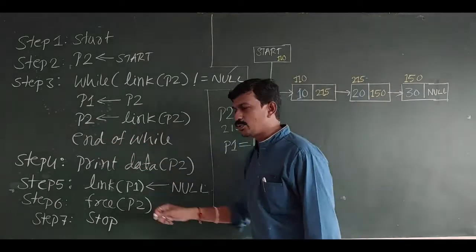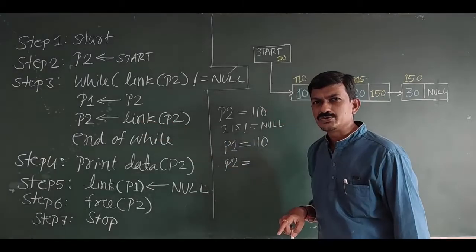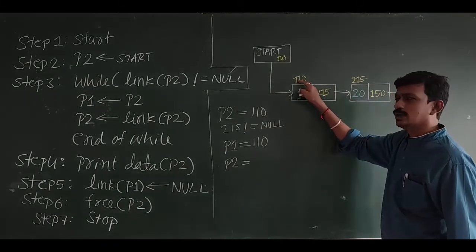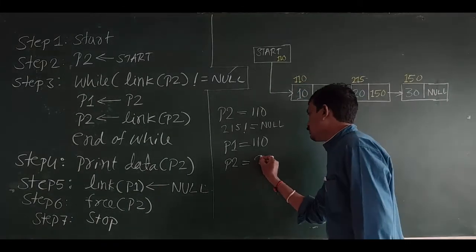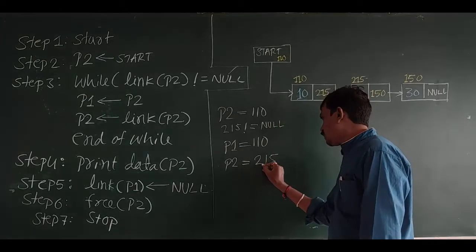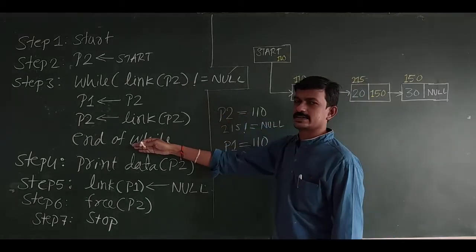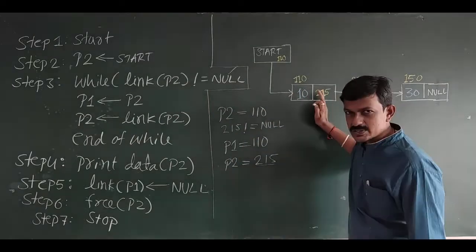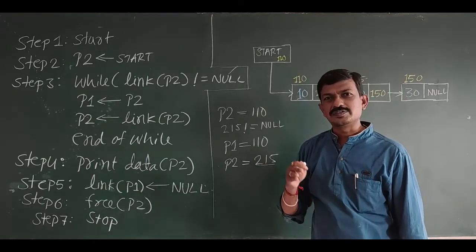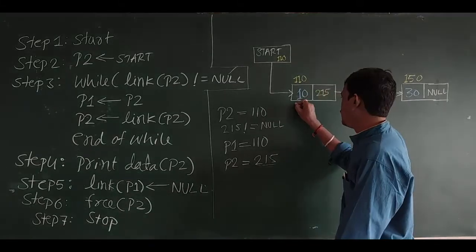In the second step, P2 equal to link of P2. The link of P2, where P2 is 110, is 215. So I am assigning 215 to P2. It is the first iteration. I visited the first node and checked whether the link part of that node is null or not. If it is null, then it is the last node. If it is not null, then I need to proceed further.